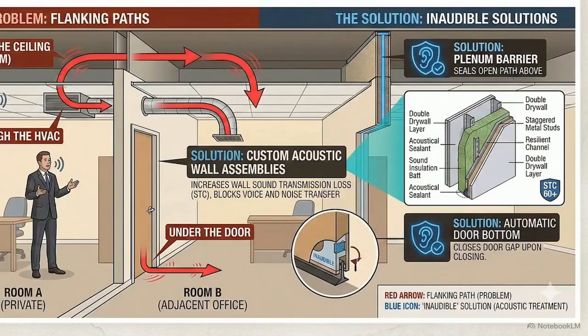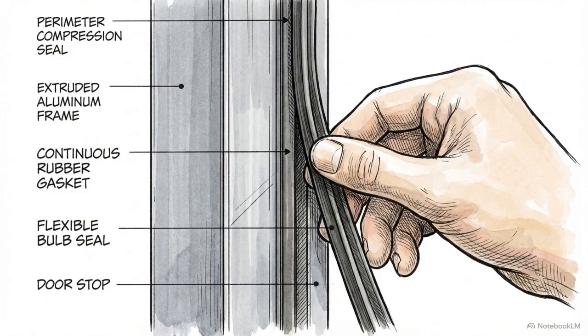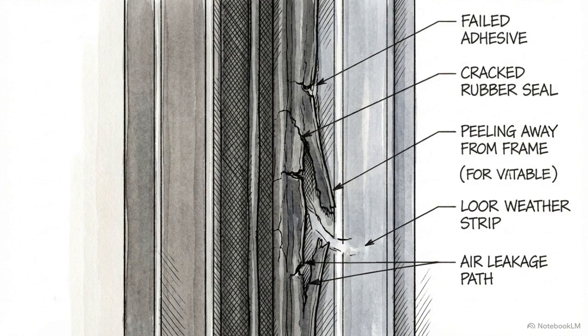To fix this specific failure point, an automatic door bottom is required. This mechanism physically drops a dense seal down to the floor the moment the door clicks shut, cutting off the air gap. Next, inspect the perimeter of the door frame. Check if the rubber or brush seals are missing, cracked, or failing to make full contact.